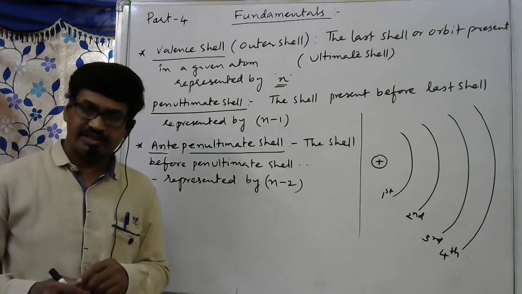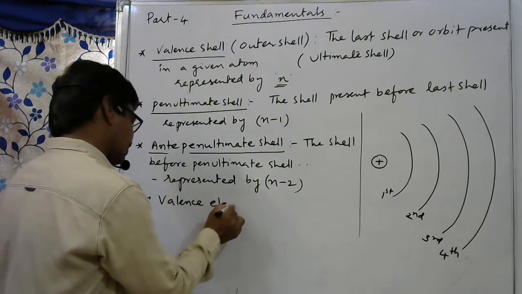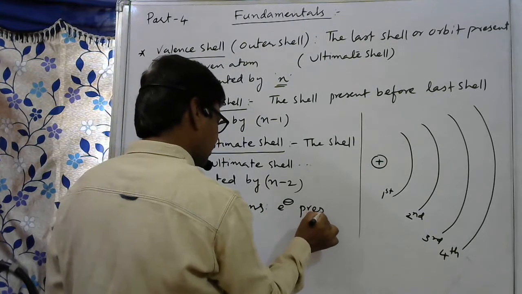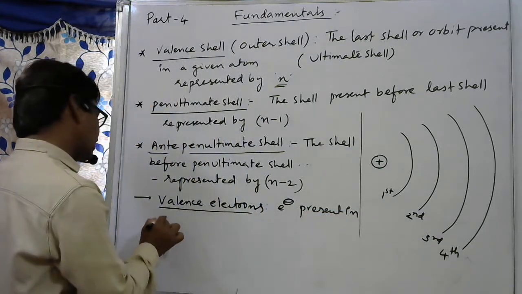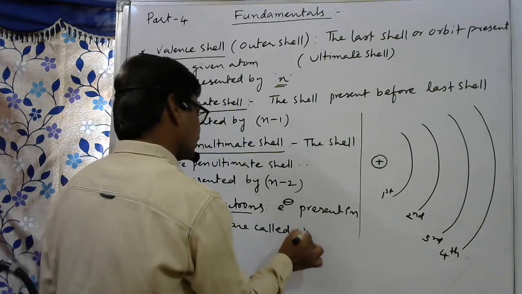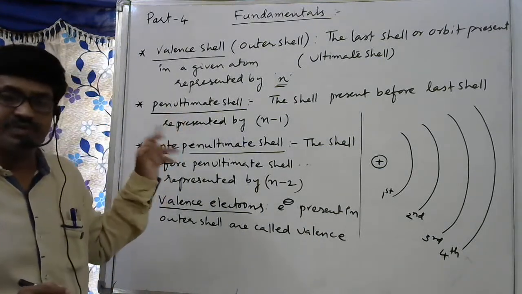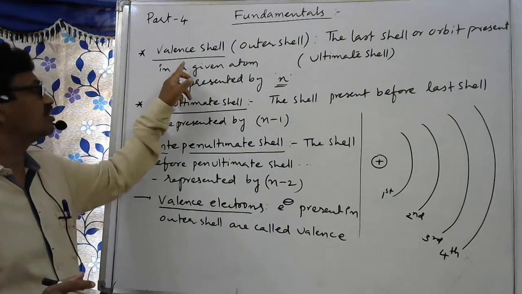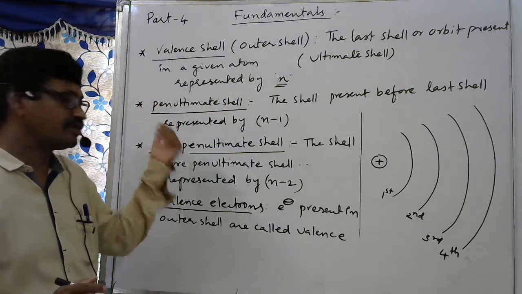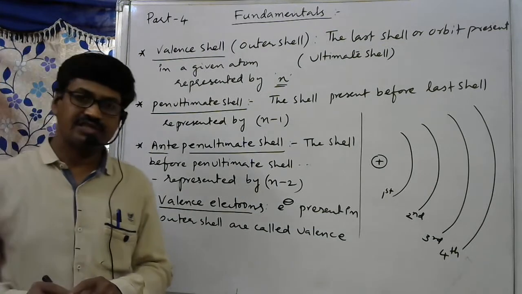Then we have some more terms. There are valence electrons. Valence electrons are the electrons present in the outer shell. This information is useful for understanding further concepts. So you have to remember what is the valence shell, the penultimate shell, and the anti-penultimate shell. The valence shell is nothing but the ultimate shell. Penultimate means before ultimate, and anti-penultimate means before penultimate. Electrons present in the outer shell are called valence electrons.